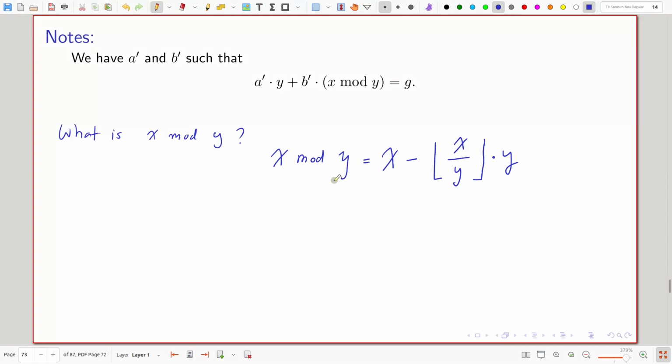So now, if I know that this is X mod Y, I can plug this term into the top equation. This top equation you get from the recursive call. Okay, so we plug X mod Y in, so you get a prime times Y plus b prime times X mod Y, but what is X mod Y? It is this.